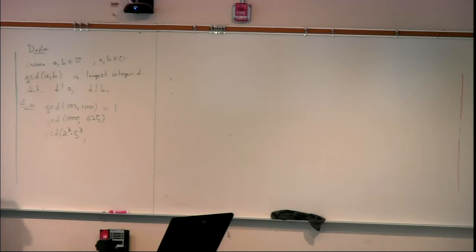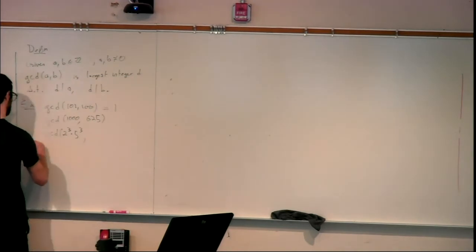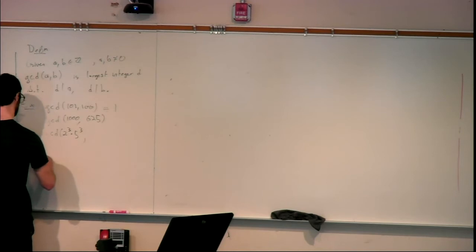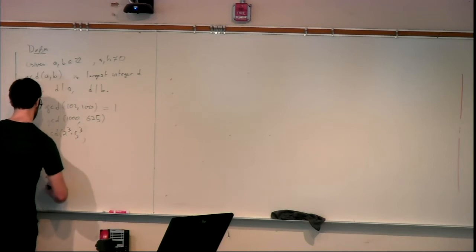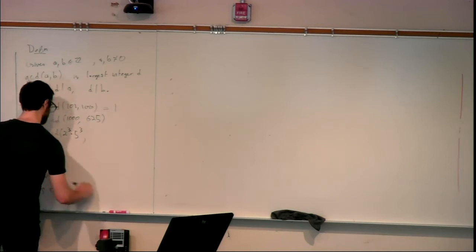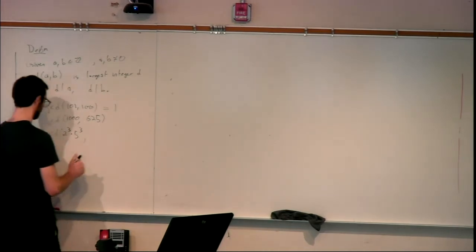So 625 is divisible by 5, and if you divide that out, it'll be 125. And 125 is 5 times 25. So if I make this little tree, 625 is equal to 5 times 125. But 125 is equal to 5 times 25. And 25 is equal to 5 times 5. So you've done this before, probably in elementary school. So 5 to the 4th.